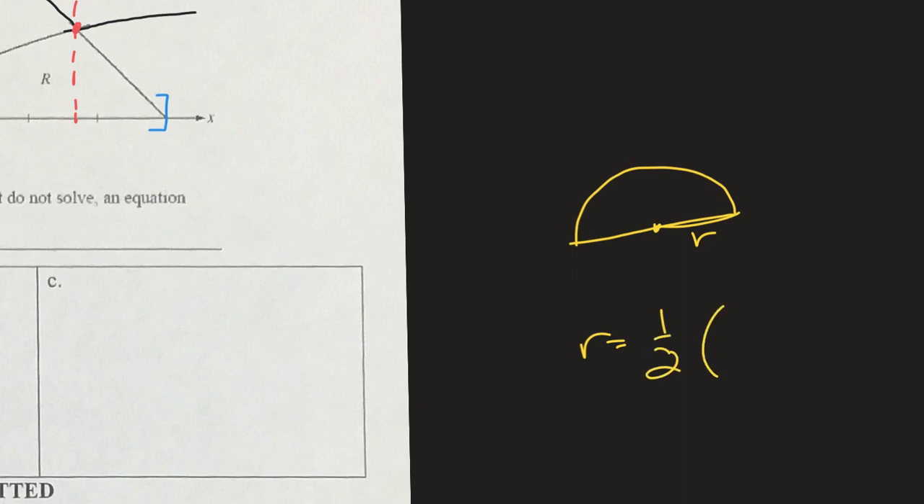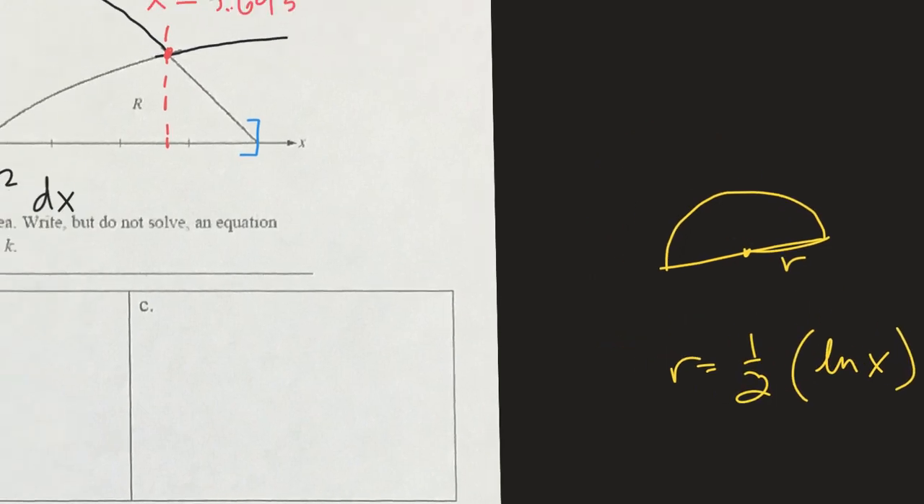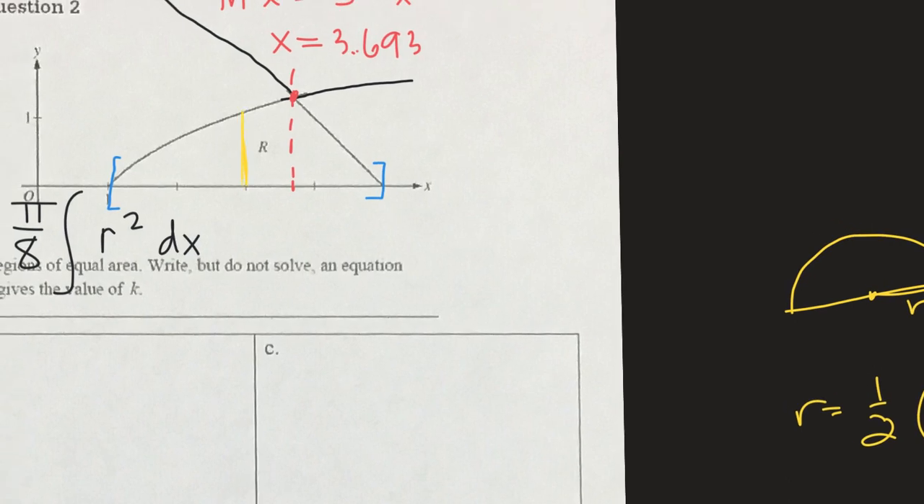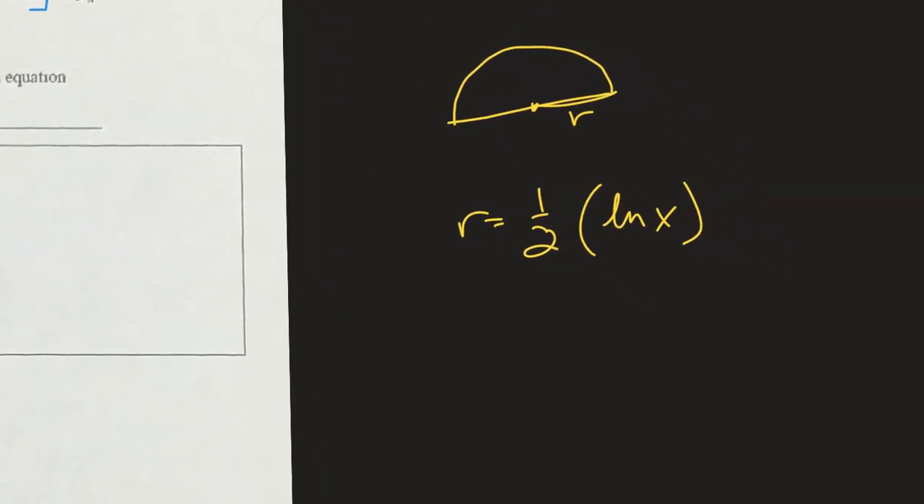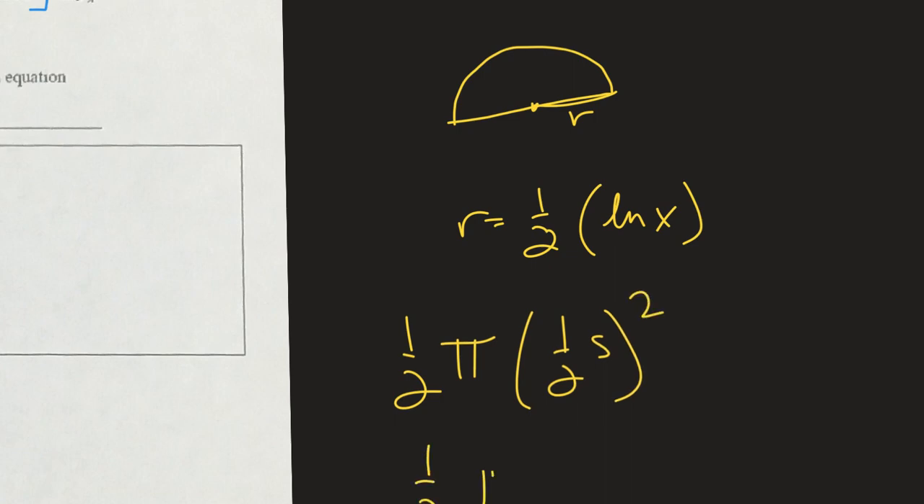If you remember, probably not, but just in case, we had a semicircle where this was the radius, and the radius was half of your function, natural log x. If that's the whole entire thing, that's your diameter. So the radius is half of natural log x. Then 1/2 of pi times the radius squared was 1/2 of pi times 1/4 of s squared, which is where we get the pi over 8 from.